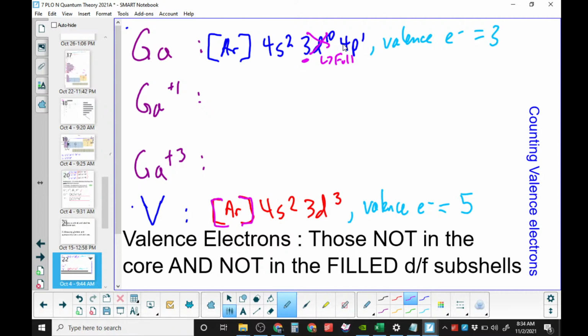Now, there's still some funny business that goes on. This 3D does sink a little bit, so it will actually become a +2 island because we move those first. We'll show that in a minute. But in terms of counting valence electrons, you skip it once it's full. And so zinc does have 12. It's on the edge. But gallium has 3.